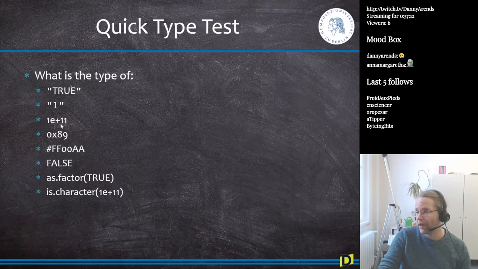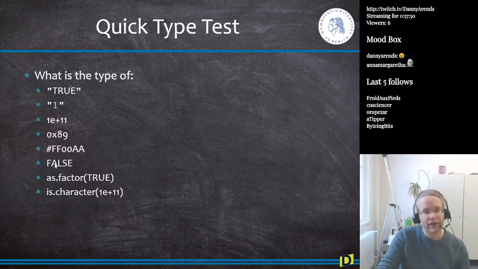This is a numeric value, 1e plus 11. So this is 1 times 10 to the power of 11. 0x89 is also a numerical value, it's just a hexadecimal value, so this is a different way of writing down numbers where you don't use base 10 but you use base 16. This one is a trick question as well because a lot of people see this and say, oh, this is a color. In R, this is not a color. In R, this is a comment, right? It starts with a hashtag, everything after the hashtag is ignored. So this is just a comment.